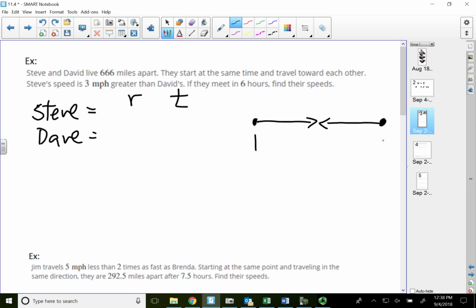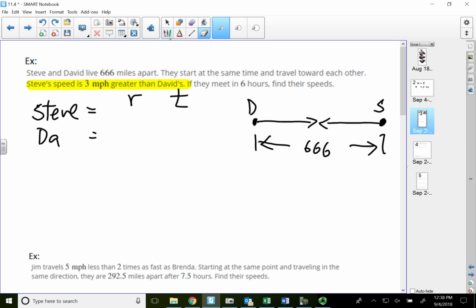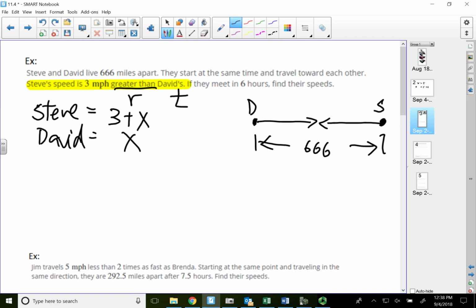So at the very beginning, it already told me they are 666 miles apart. So let's say that's Dave. This is Steve. And Steve's speed is 3 miles per hour greater than David's. So if I use one variable, let's translate for this. Comparing between two items. So David lives at the end, so David will be x. Let me write this a little bit nicer. All right, so Steve will be 3 miles per hour greater than means plus David's speed.